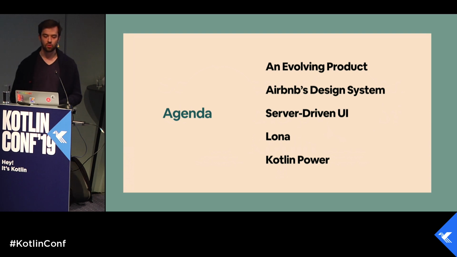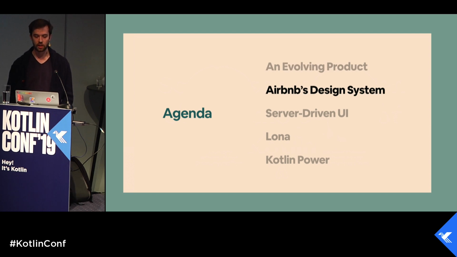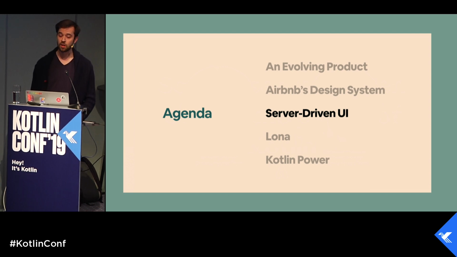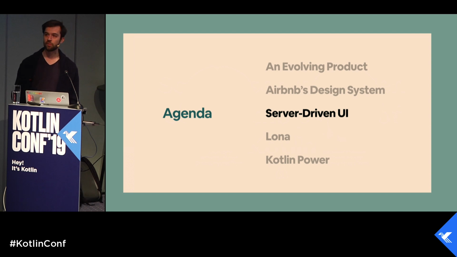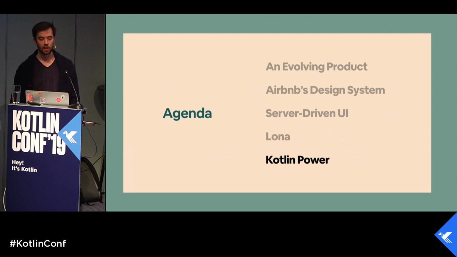And so for the next 30 minutes or so, we're going to tell you about some of the projects that helped us do just that. So we'll start by taking a quick look at Airbnb's products and some of the bottlenecks in their development. Then we'll briefly look at Airbnb's design system and how it provided a partial solution. We'll see how this design system set the stage for server-driven UI. We'll talk about what server-driven UI is, its benefits, and some of its major challenges. At this point, we'll be ready to introduce Lona, the server-driven UI solution that Laura and I have been working on for over a year now. And last but not least, we'll talk about how Kotlin enabled all of it.